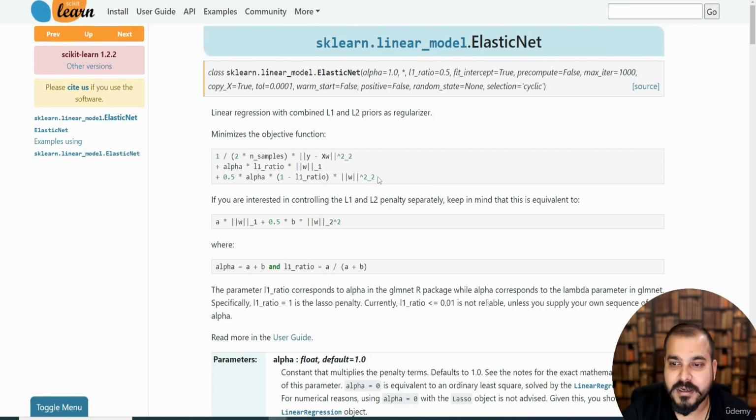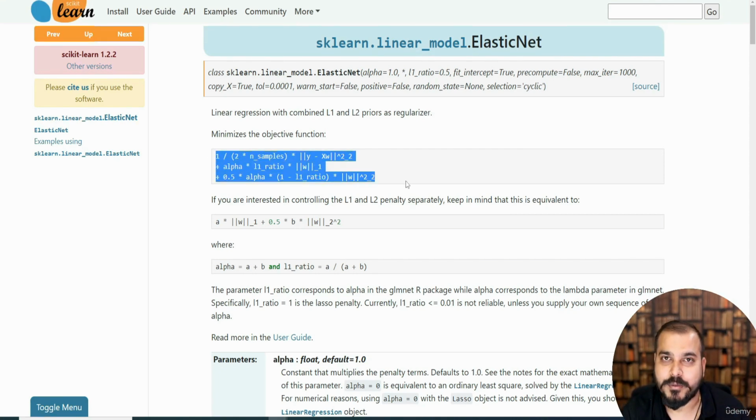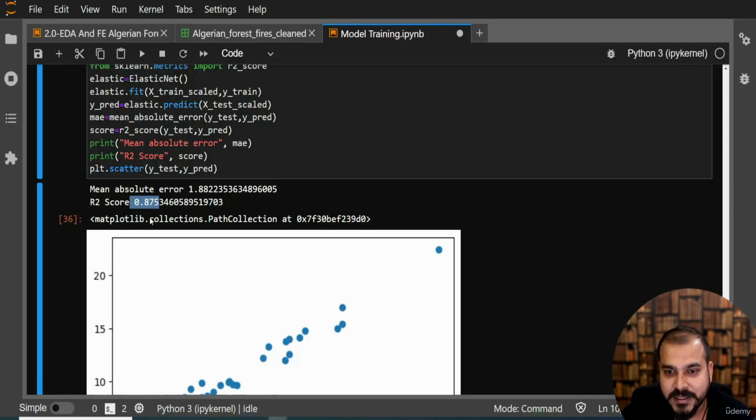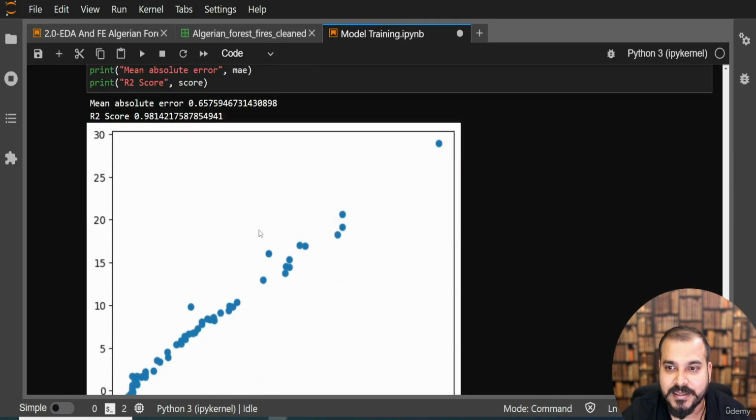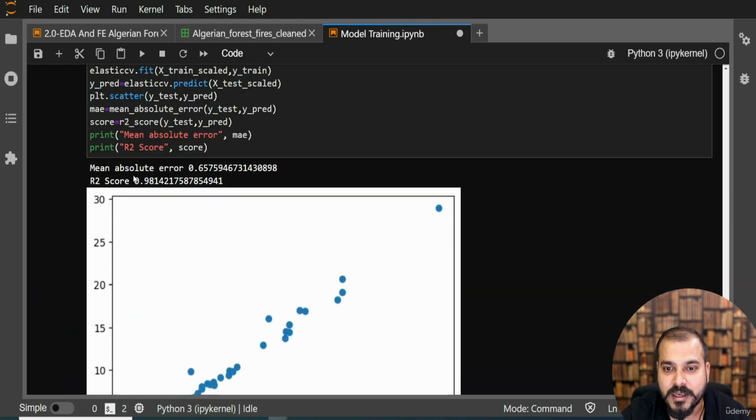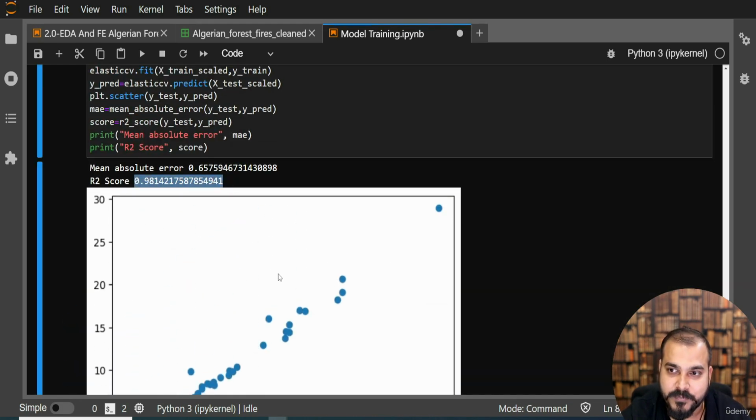This is the formula for ridge, and this is the formula for lasso. If you see it that way, it is just one and the same thing. Don't get confused by this mathematical equation. So yes, here it is. And here again, you can also try ElasticNetCV. Here you are able to get 98%.